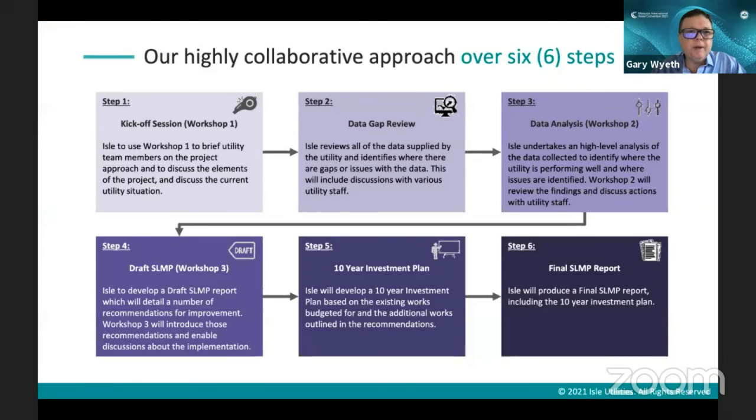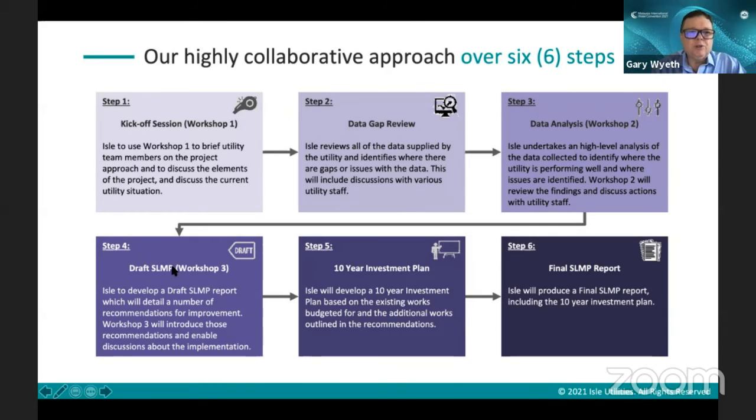How do we undertake the program? First of all, we have a kickoff session, which we call Workshop 1, where we talk to some of the key utility staff to discuss with them the different elements of the program. Then we do the data gap review, where we review the data to try and understand where there are missing areas. Then we have Workshop 2, where we discuss those data gaps with the utility, and we also talk to them about some of the analysis that we're starting to find from the data.